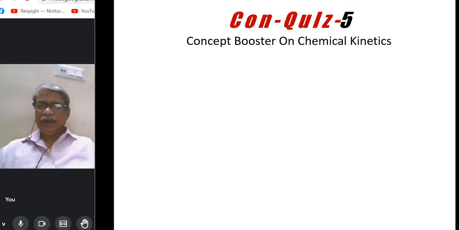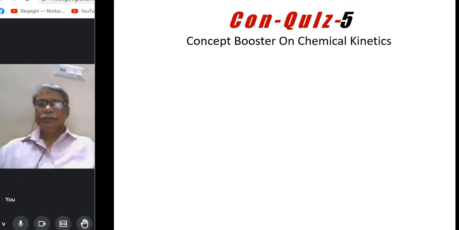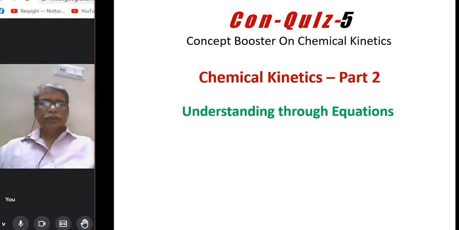Today is ConQuiz 5. In ConQuiz 4, the last session, we started Chemical Kinetics, a concept booster on Chemical Kinetics. In that session, we discussed a quick review through questions and answers like true and false. But today, we will be observing in a slightly different way, and that is part 2, Chemical Kinetics, understanding through equations, right?